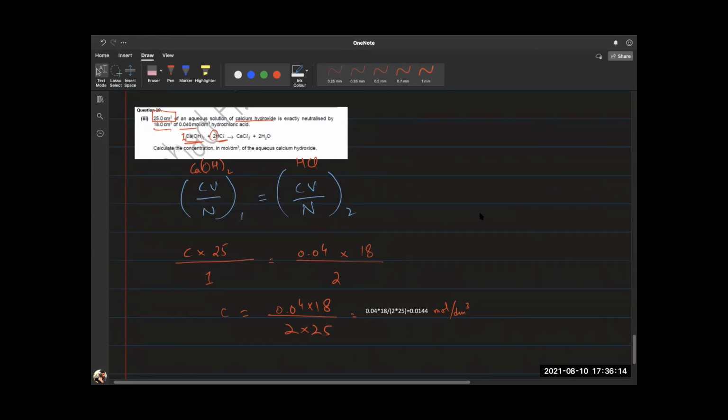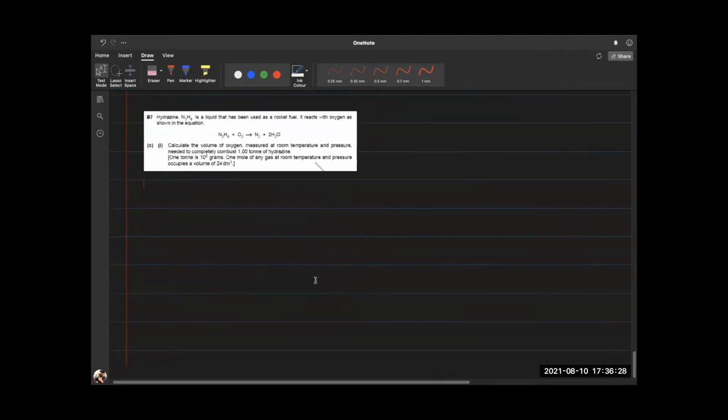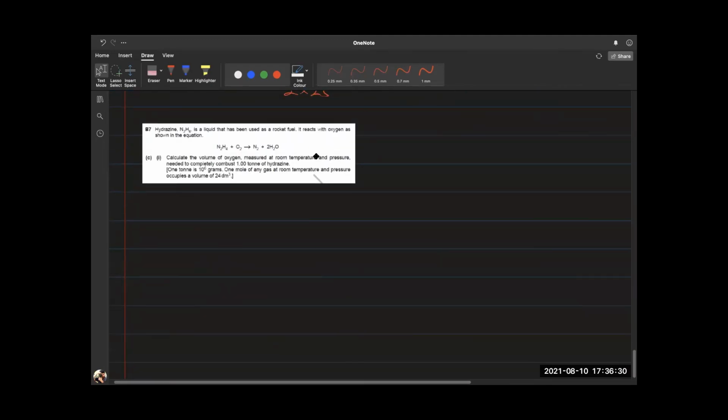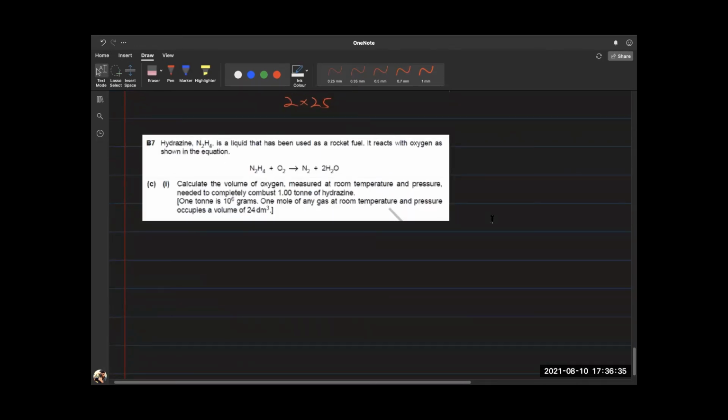अब हमने कर लिया solutions, masses, energy. एक और question जो हमें आता है, that is about volume of gas. So volume of gas, maybe you just need to remember the fact that number 1, mole ratio is the same as volume ratio for gases, and number 2, 1 mole of any gas requires 24 dm cube. Okay, so let's look at this question.